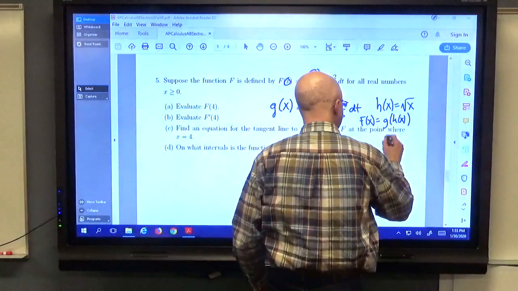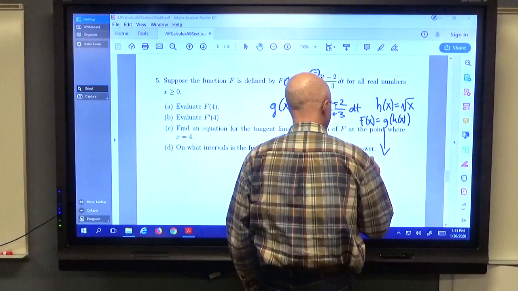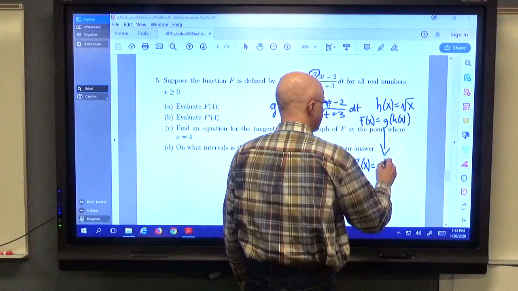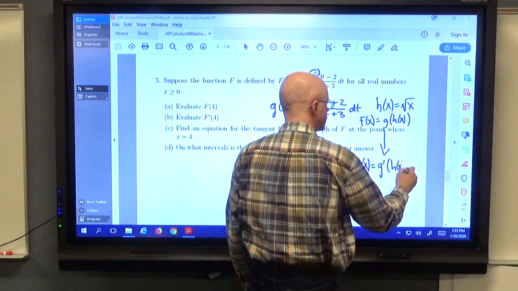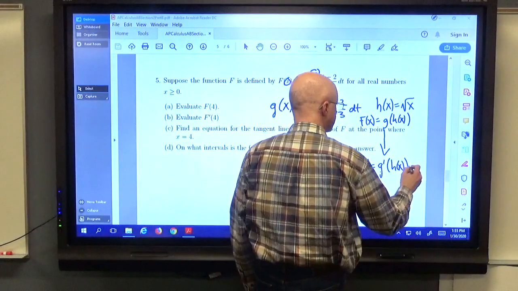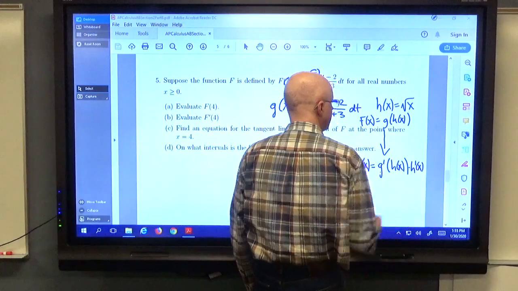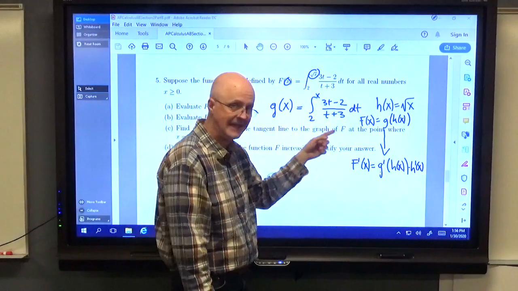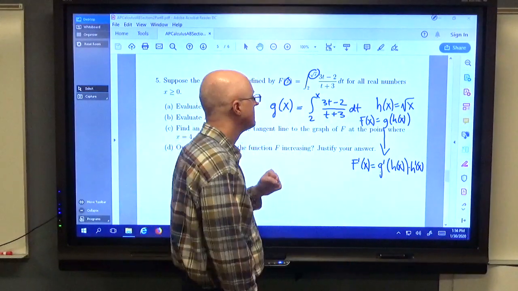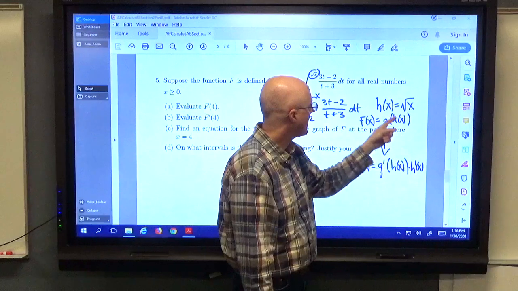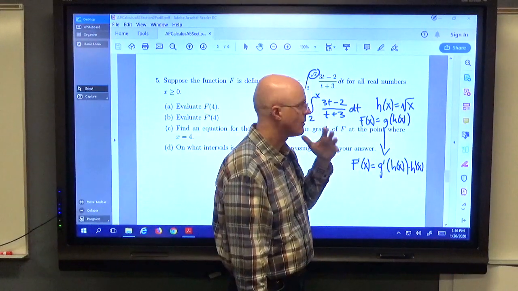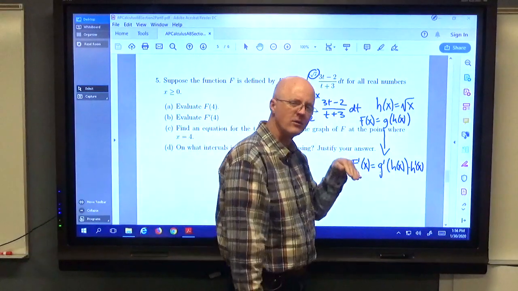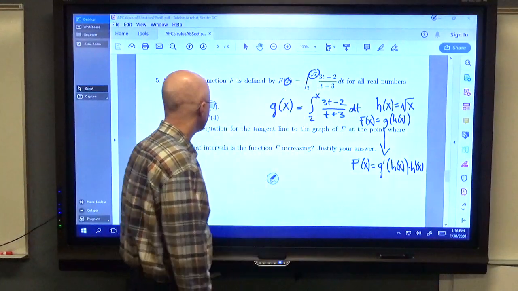And before doing the problem, that's just going to tell us right away that the derivative of f is the derivative of the outside function, plug in the inside function, times the derivative of the inside function. G prime can be found from the second fundamental theorem of calculus to be essentially the integrand function, use an x instead of a t. H prime is going to be the derivative of square root of x, which is 1/2 x to the negative 1/2. 1 over 2 square root of x is what that's going to be.